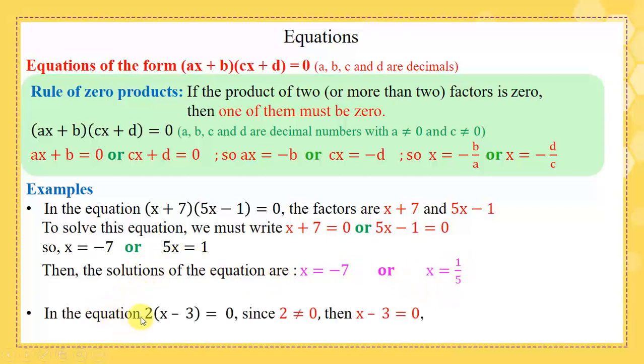In the equation 2(x - 3) = 0, we have two factors, 2 and x - 3. Since 2 is always different from 0, then x - 3 = 0. So the solution of the equation is x = 3.